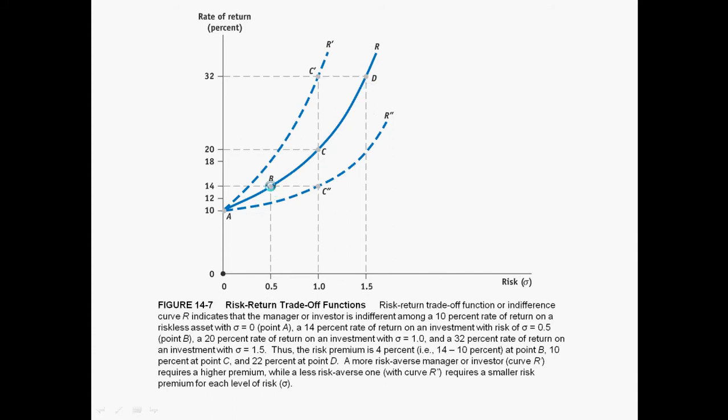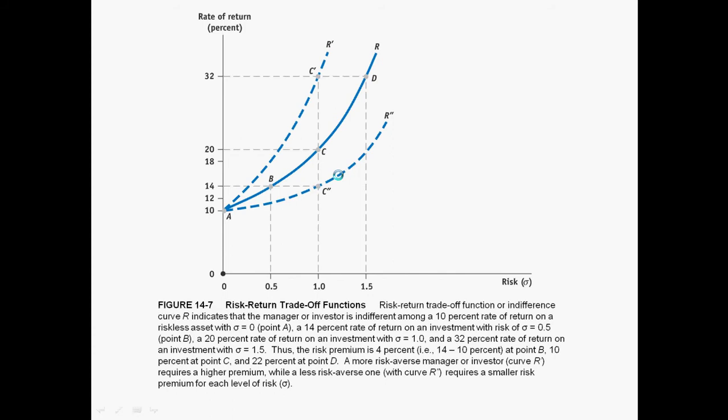So what does it mean that they're indifferent? B is a project with a 14% rate of return, standard deviation 0.5. If you have a project with a 20% return, standard deviation of 1, the manager values that equally. If it's D, 32% return with risk of 1.5, that would be the same.